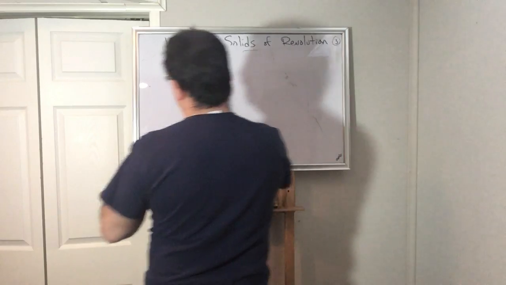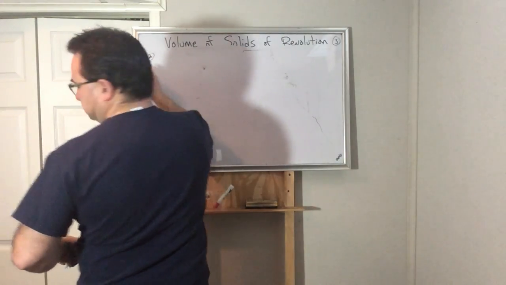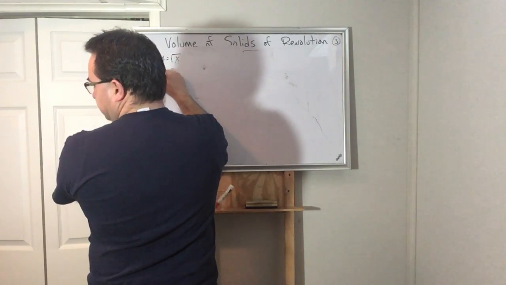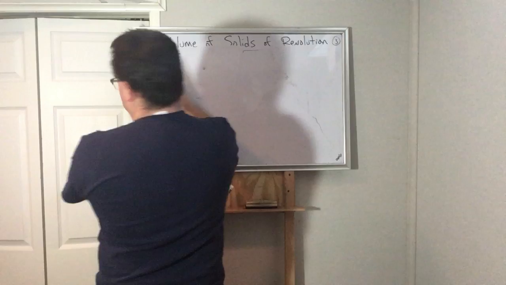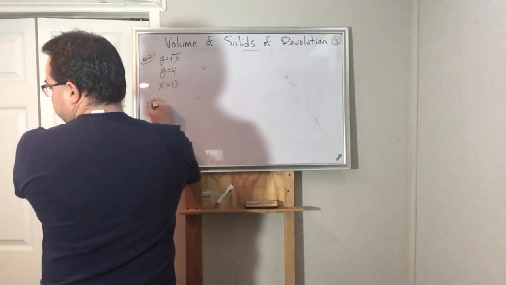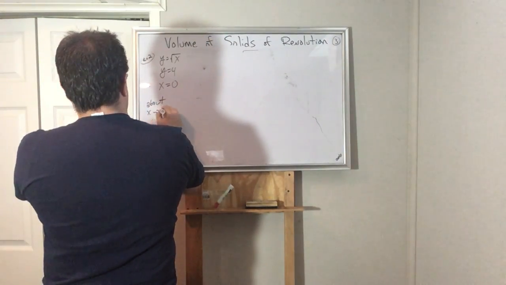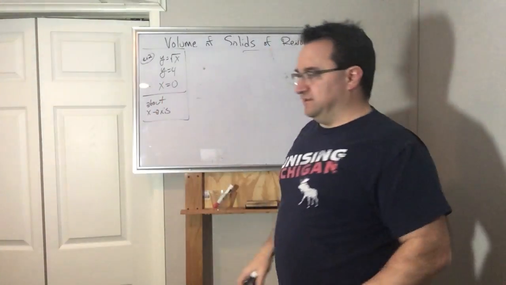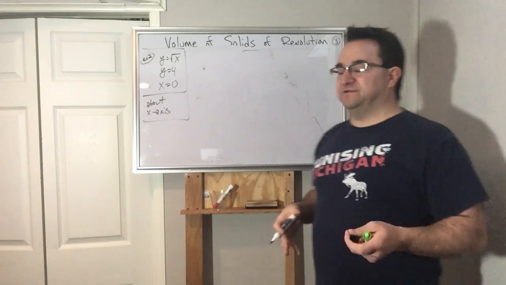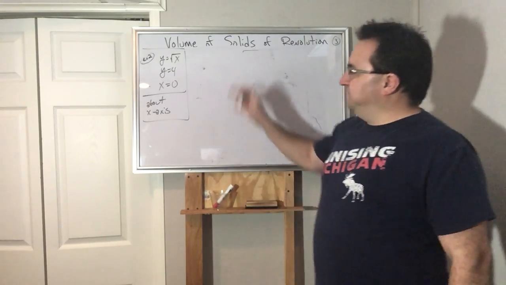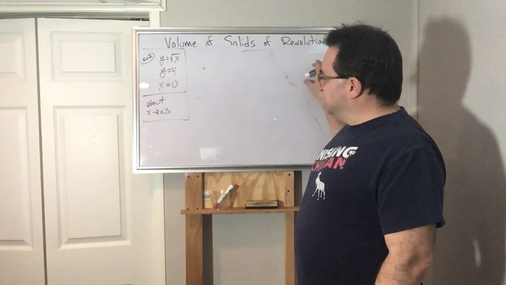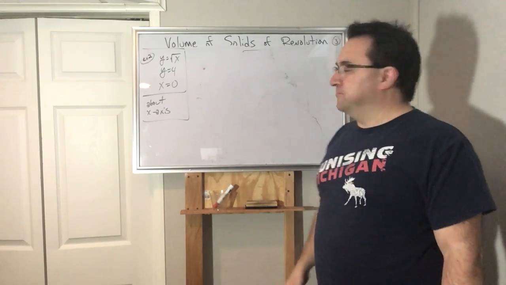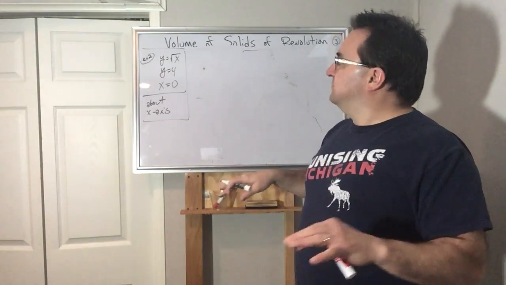Example 2. We'll use square root of x again. y equals 4, x equals 0. Those are my boundaries. And this is about the x-axis. Now this one, I intentionally made it a little weird because I want you to see that if you don't draw it, you just start trying to put stuff in the equation, who knows what you'll do. So let's draw it and see what's happening.